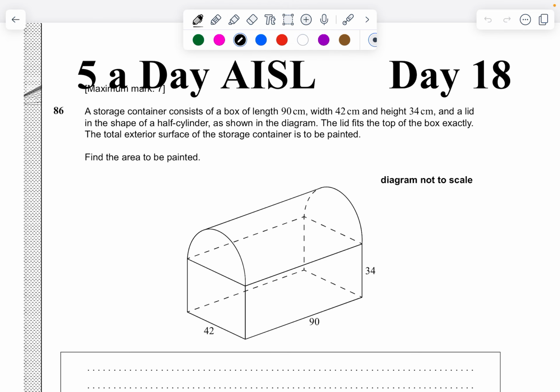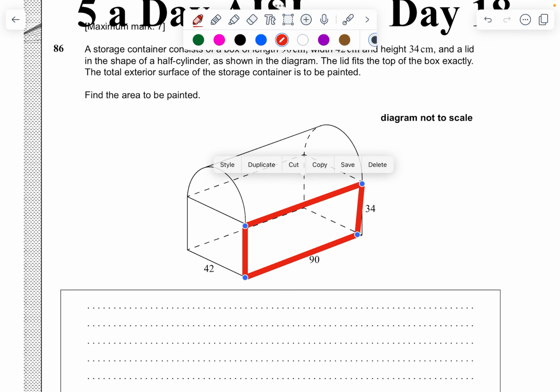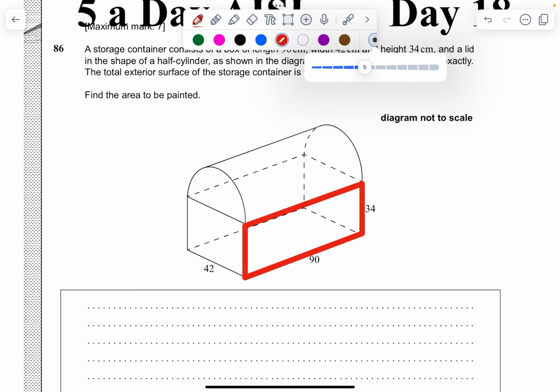The top exterior surfaces are to be painted. Find the area to be painted. So when the area should be painted, we can see that this is one rectangle. So this is one rectangle.